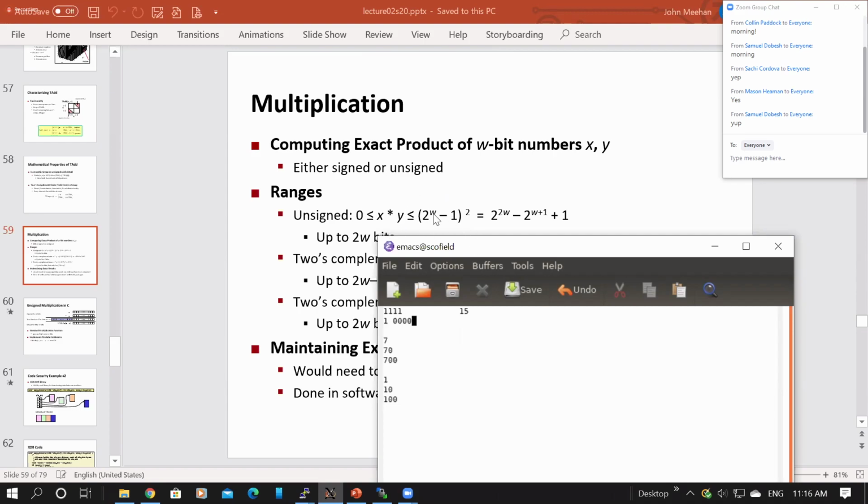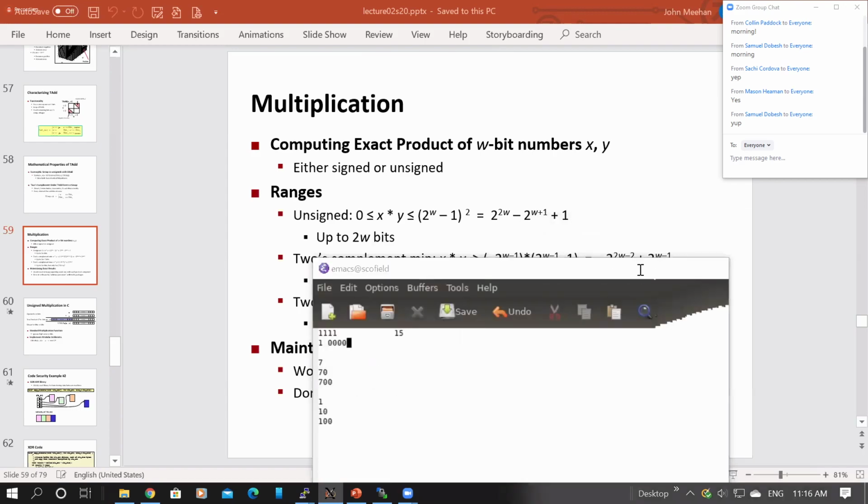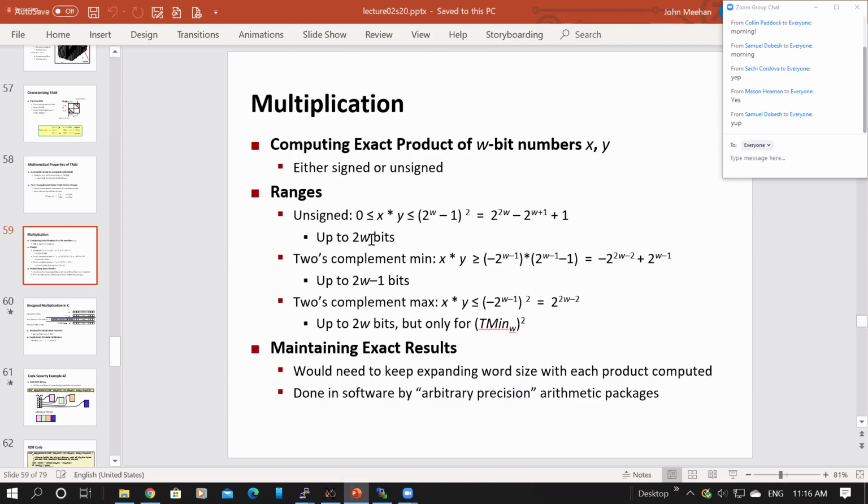Well, in order to store that, how many bits would we need? For the biggest thing we could possibly generate, we would need up to twice as many bits to store the true result, right? And it's similar, but off by 1 bit when you do the twos complement because the magnitudes only take up one less position.